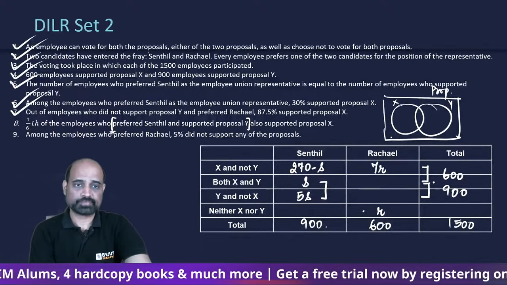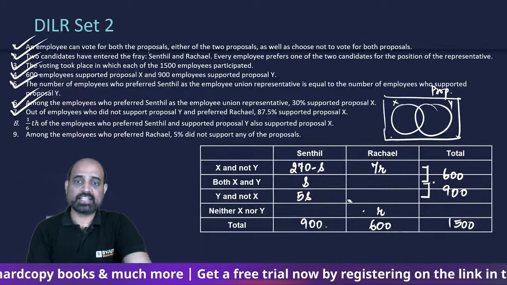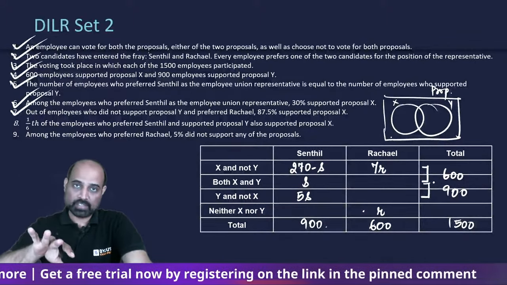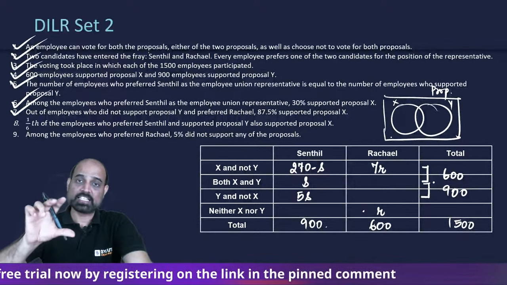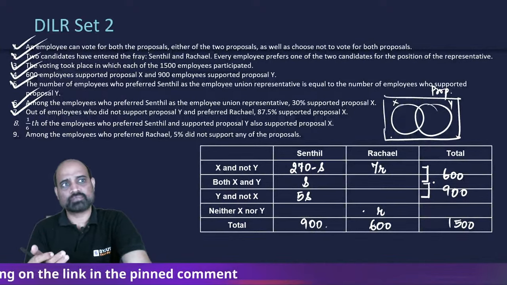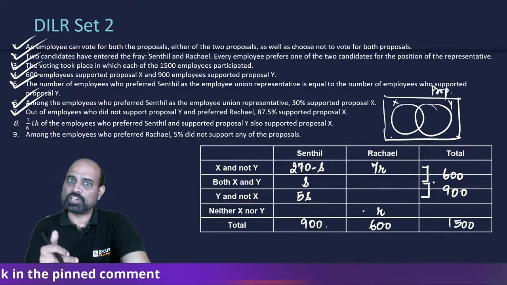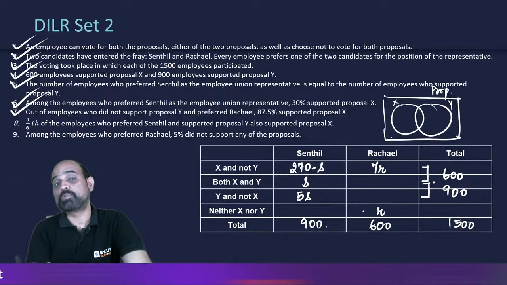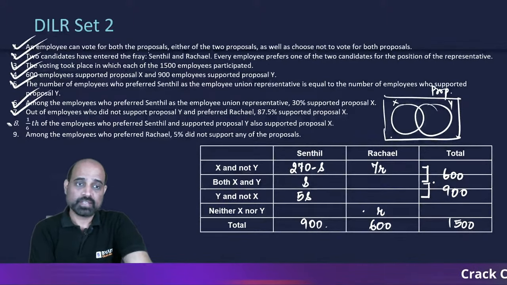right? Such that total 6S people support Senthil and Y. उस 6S में से S X को भी support करता है. Since these 6S were supporting Y and S supports X as well, so S are the people who support both X and Y. So this is exactly what we have written here.